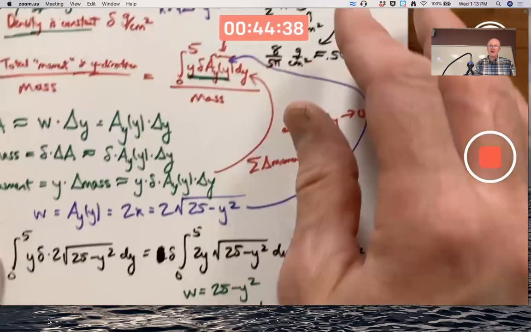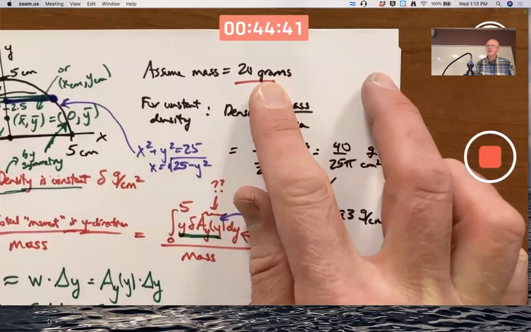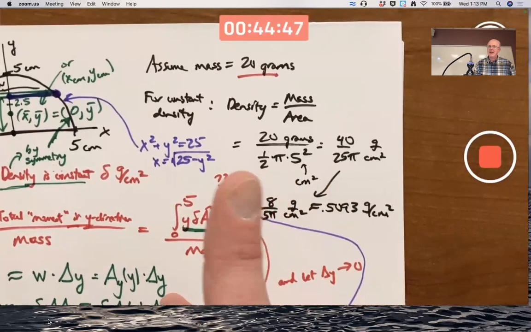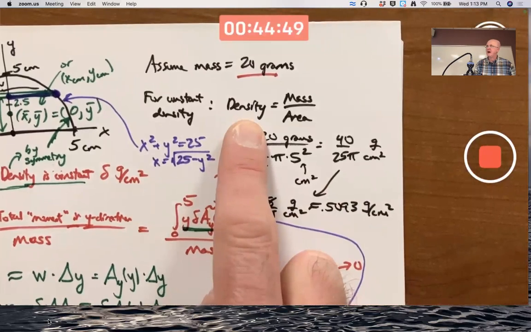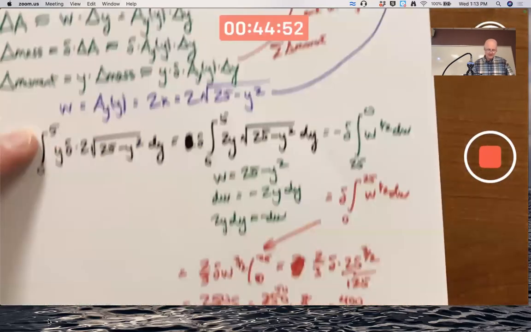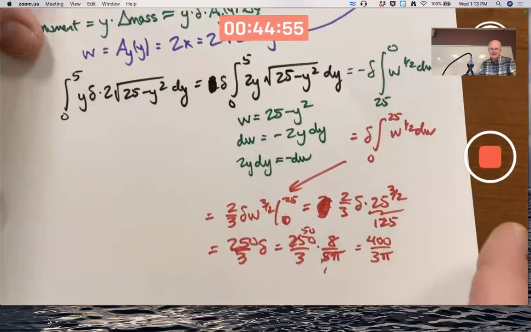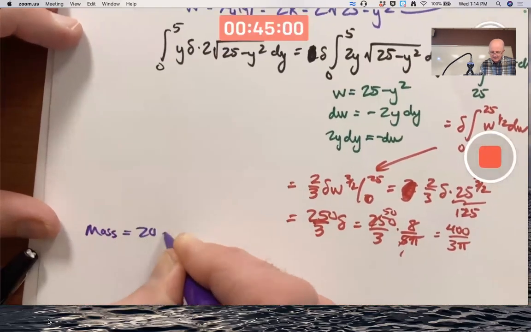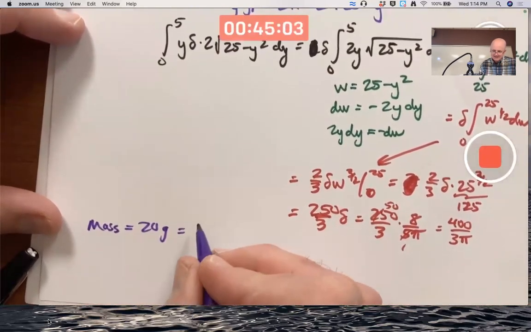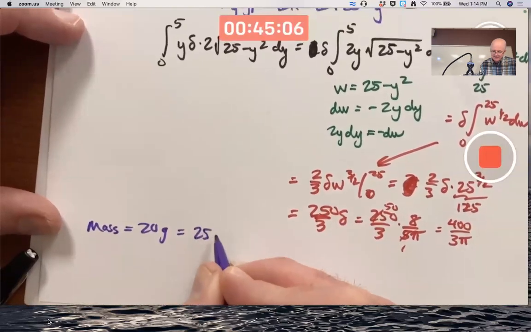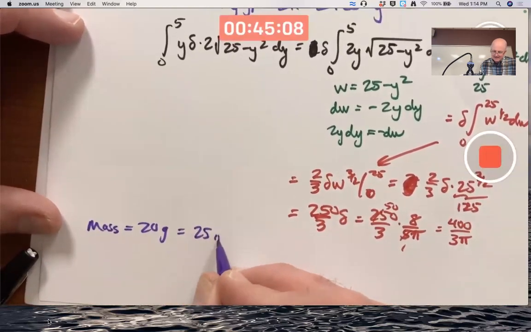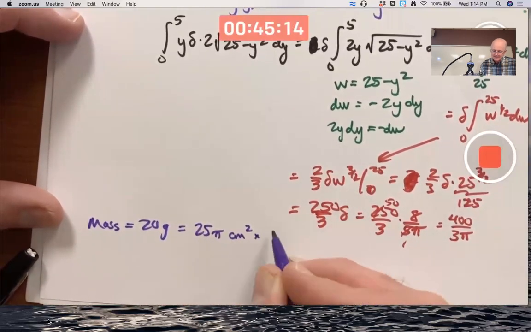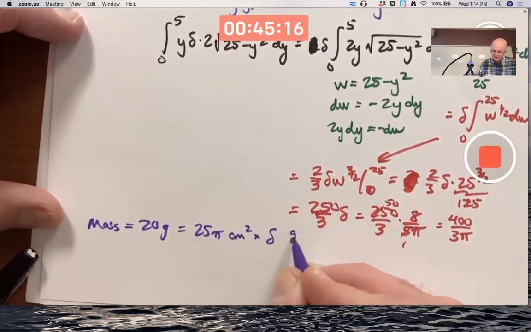The mass I know is 20, right? That was given at the beginning. The mass is also the area times the density. It's also 25 pi times delta. The mass, yes, is 20 grams, but I also can think of that as 25 pi, which is the area of the semicircle, square centimeters, times delta, grams per square centimeter.